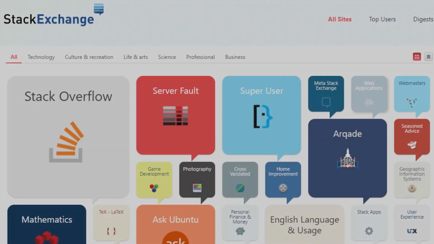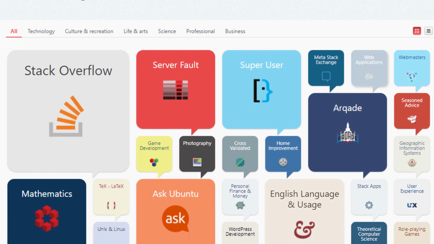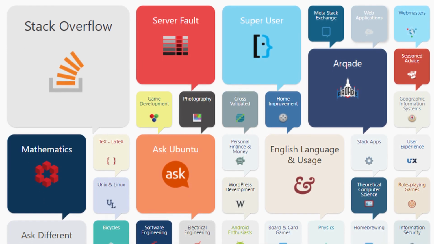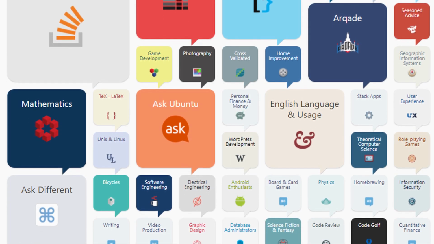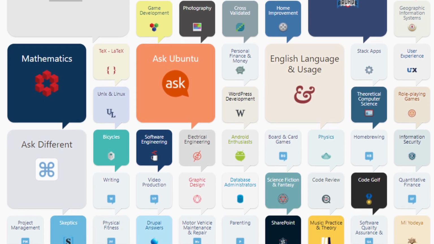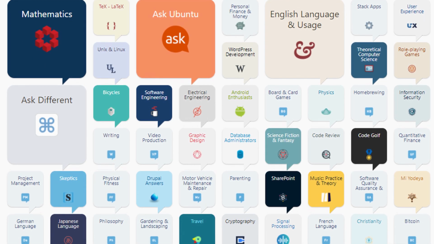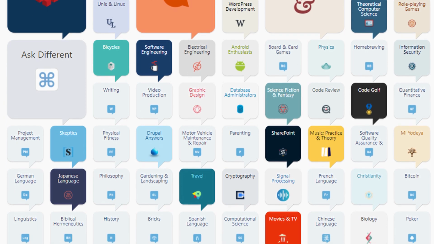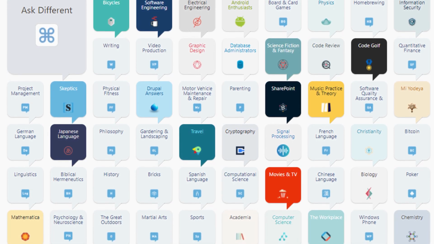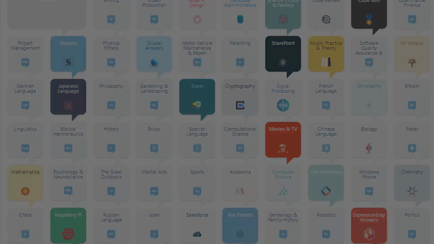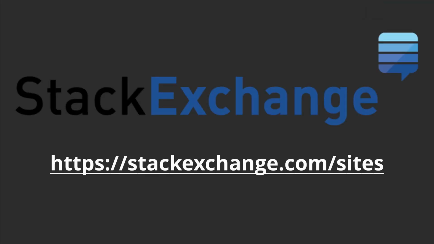Don't forget that there are a lot of other communities in the Stack Exchange platform, with the same layout and mechanics of Stack Overflow, but on some more specific topics, such as game development, web application, software engineering, but also board games, bricks, coffee and sports. All kinds of communities. On stackexchange.com/sites, you can get the full list.